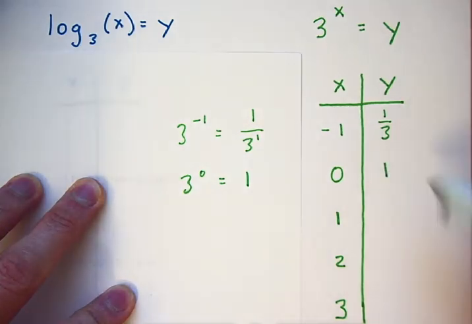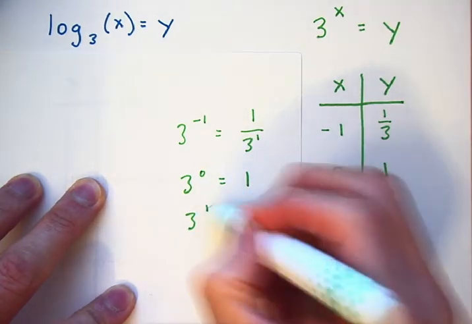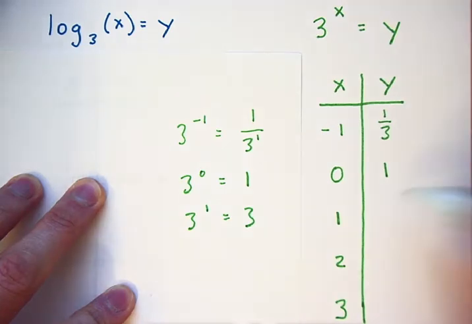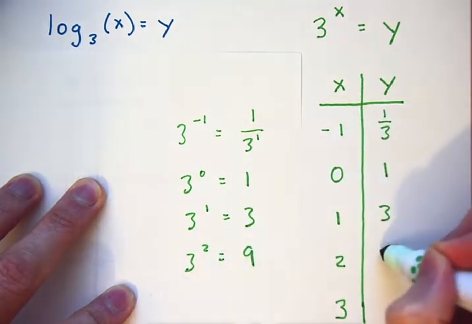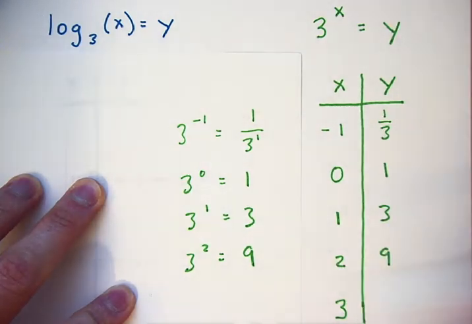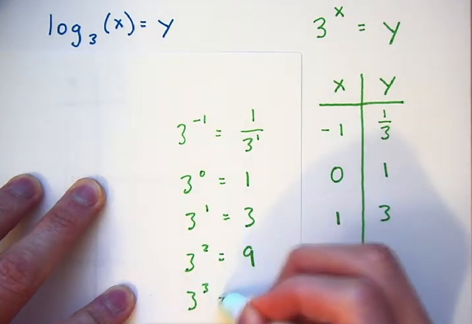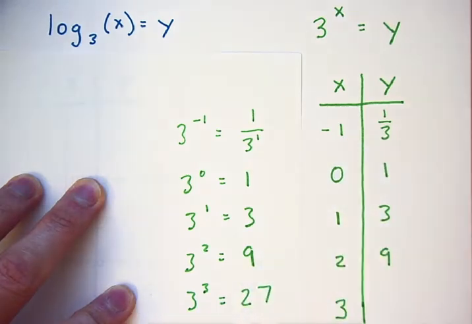If you put in x equals 0 into here, 3 to the 0 is 1 because everything to the 0 power is 1. 3 to the 1 power is 3. 3 to the 2 power is 9. And 3 to the 3 power, 3 times 3 times 3, is 27.